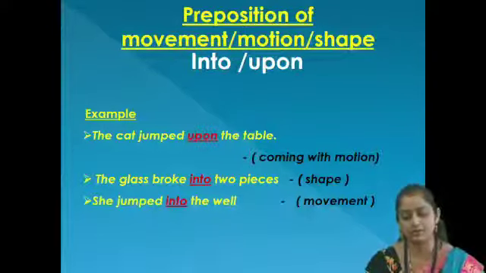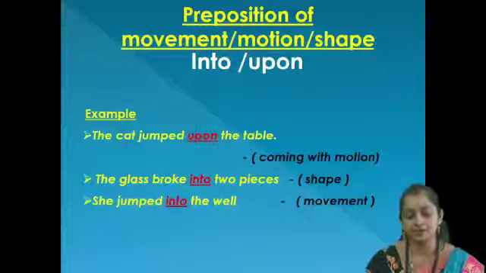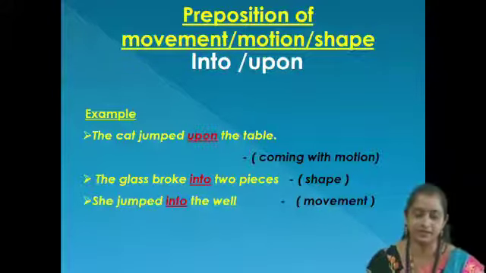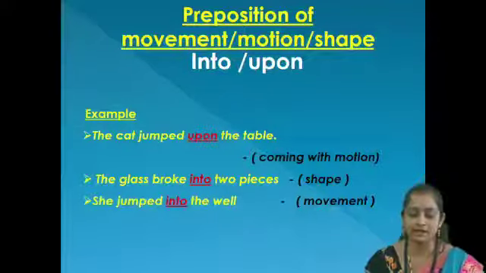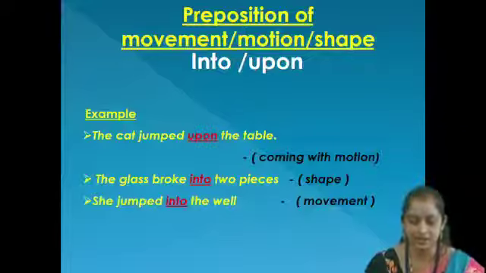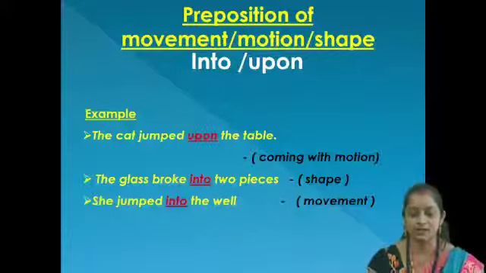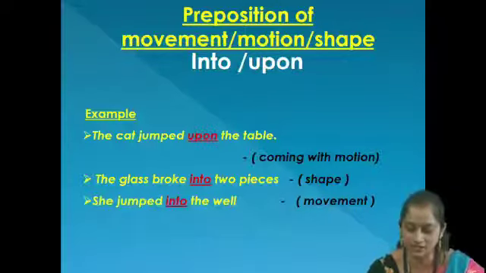Next example is the glass broke into two pieces. In here, the preposition is into and it indicates a shape. And third example is she jumped into the well. In here, the preposition is into and it indicates movement.